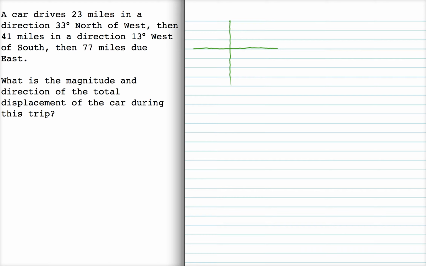So our first vector, we'll call it vector A, is 23 miles in a direction 33 degrees north of west. On my diagram here, we've got north, east, south, and west. So 33 degrees north of west, we'll draw it like that. That'll be vector A, making an angle of 33 degrees.